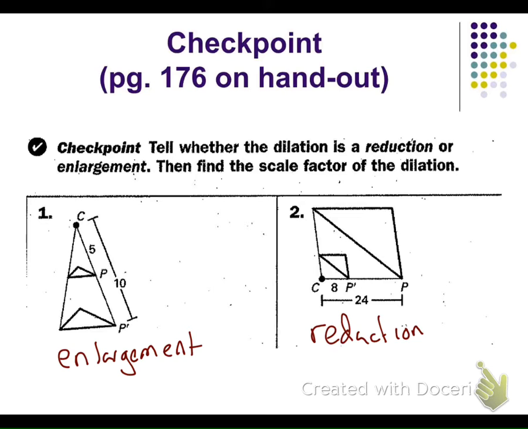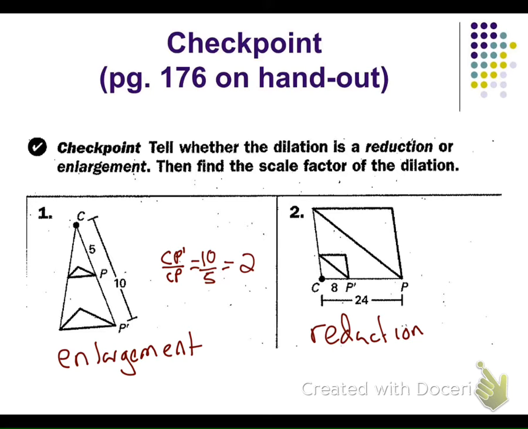Okay, so now we are going to find that scale factor. What did we have for our scale factor formula on the last slide? We have CP prime over CP. So CP prime is what distance? 10. I'm going to write here and I'll move over to CP, which is just 5. So that's going to be 2, which holds true, right? It's an enlargement, whole number.